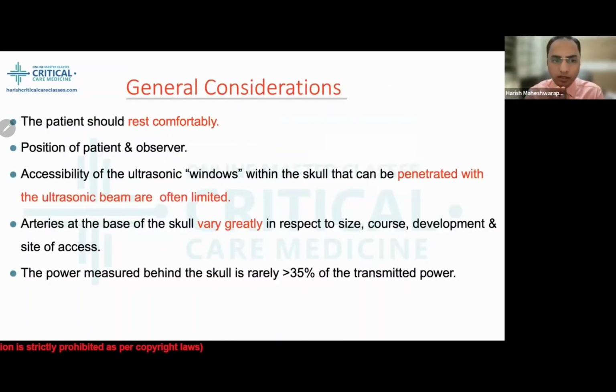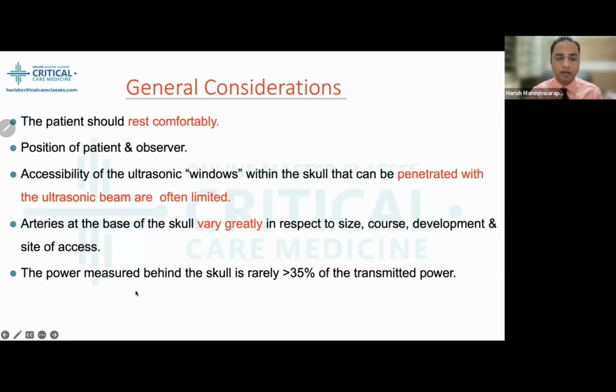We need to have some general considerations. The patient should rest comfortably when you are planning to do a TCD in an awake patient, particularly in sickle cell anemia. The position of the patient and the interpreter should be optimal. Accessibility of the ultrasonic windows within the skull that can be penetrated with the ultrasonic beam is often limited. Remember, getting a window in the occipital posterior circulation is very, very difficult. Arteries at the base of the skull vary greatly in size, course, development, and site of access. These are some of the considerations, or limitations, when we do the TCD.